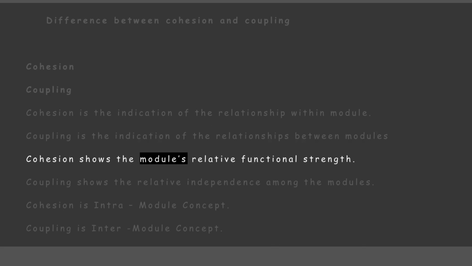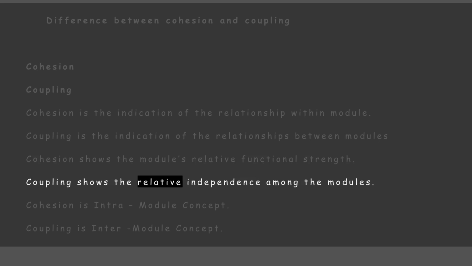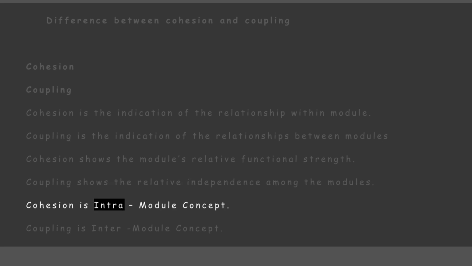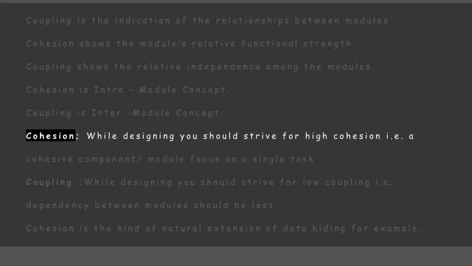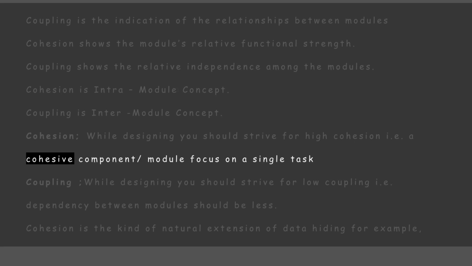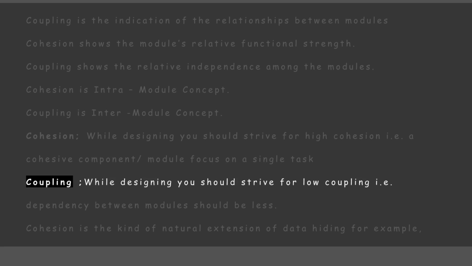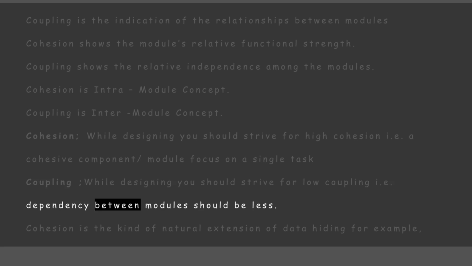Cohesion shows the module's relative functional strength. Coupling shows the relative independence among the modules. Cohesion is an intra-module concept. Coupling is an inter-module concept. While designing, you should strive for high cohesion, i.e. a cohesive component module focuses on a single task. While designing, you should strive for low coupling, i.e. dependency between modules should be less.